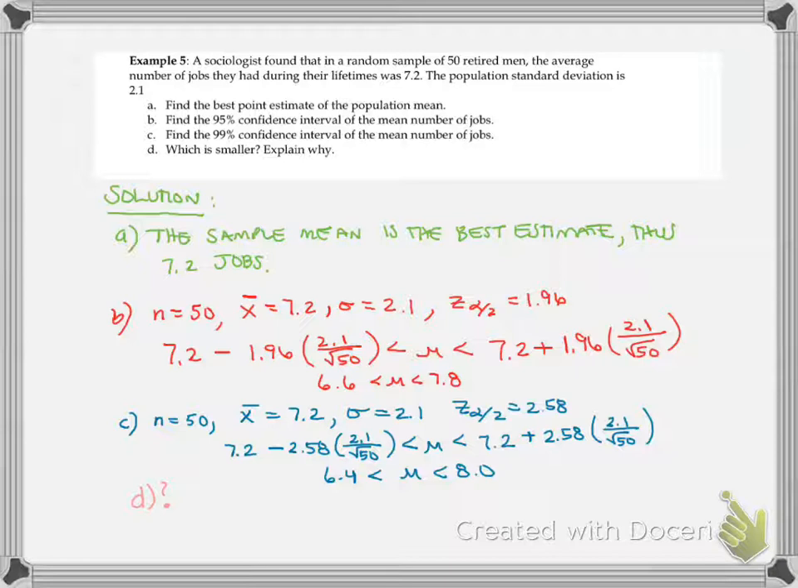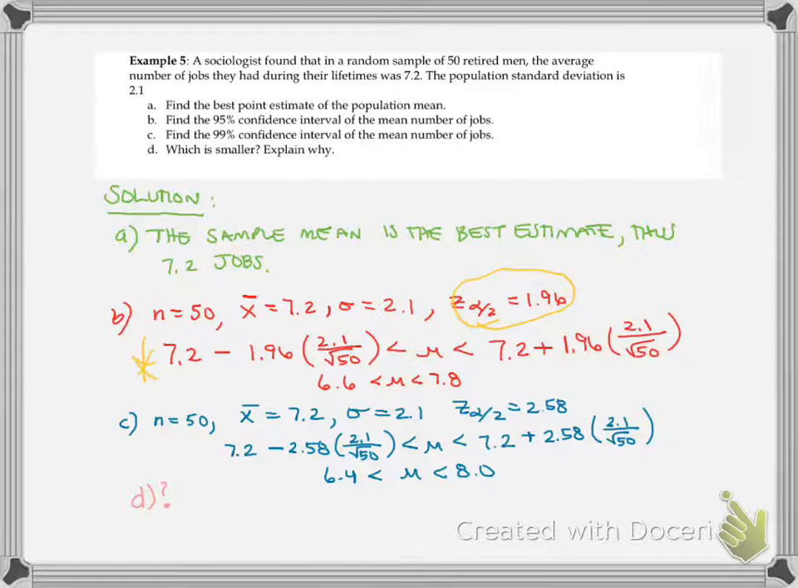Okay, welcome back. Now that you've completed this example, let's go over it. A, again, the best point estimate of the population mean is always the sample mean, so it would be 7.2 jobs. B is to find the 95% confidence interval, which we know means our Z sub alpha over 2 is 1.96. N is 50, X bar is 7.2, and standard deviation is 2.1.